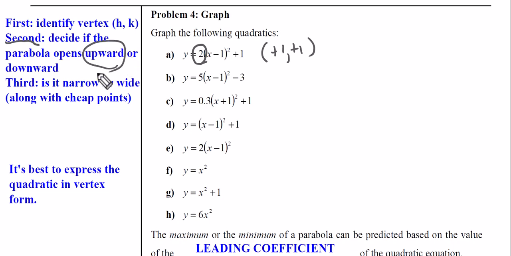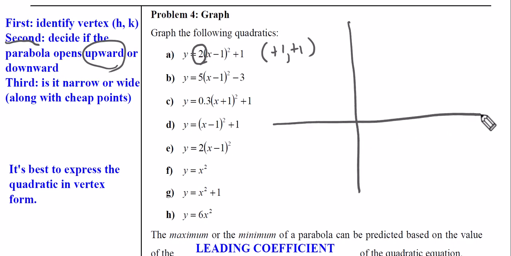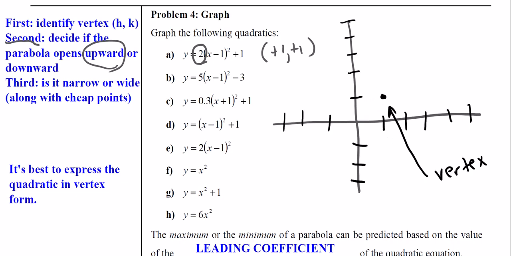Okay. And then finally, our third step. Is this narrow or wide? Well, let's go ahead and do some cheap points, what I call cheap points. Again, you're not going to find this anywhere else. Let's go ahead and graph. We always start with the vertex. That's 1, 1. So here's 1, 1. That's our vertex. This graph is going to open upward. But how does this 2 affect it?